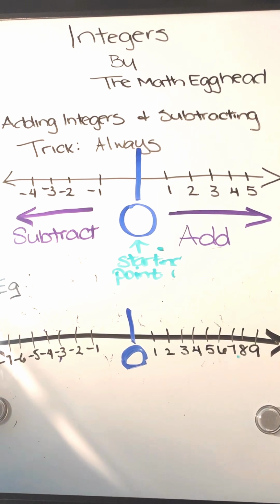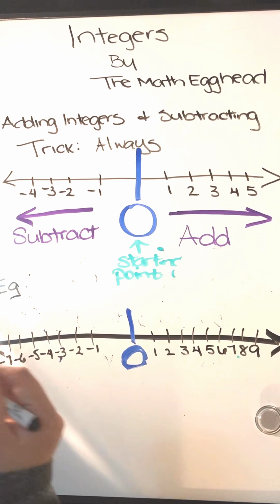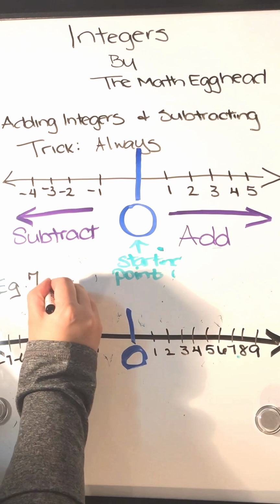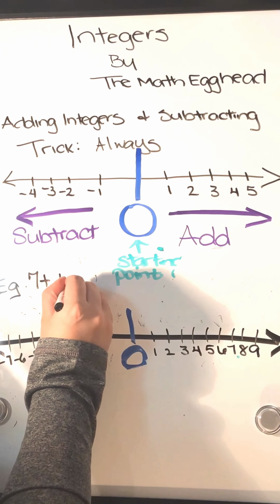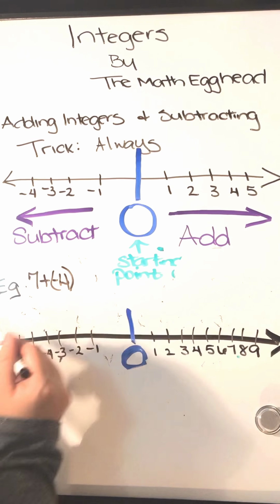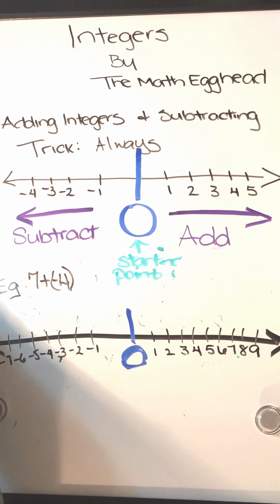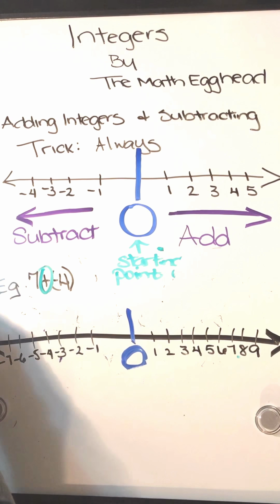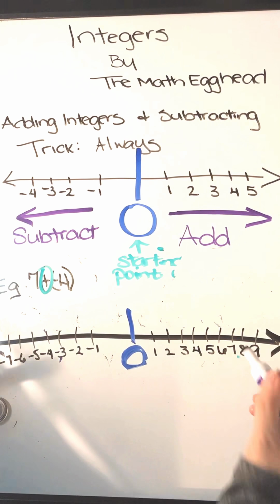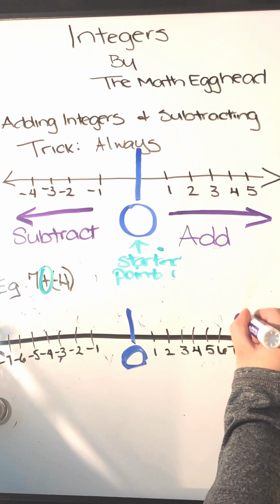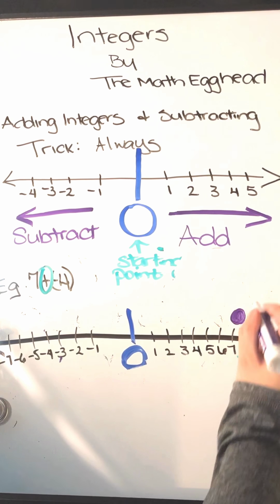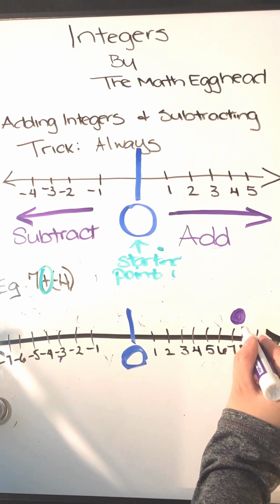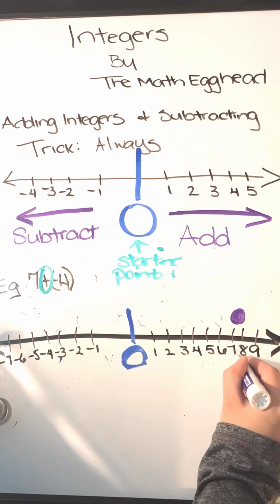Let's work a little bit on the addition problems first. What is 7 plus negative 4? Well, remember, we're adding. So I know intuitively I have to go to the right, but we're adding a negative number. So I know I have to go to the left. So we start off at 7 and we move 4 spaces to the left because it's a negative number. So we end up at 3.